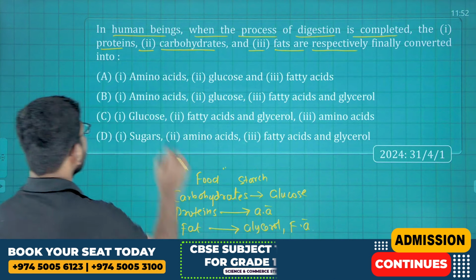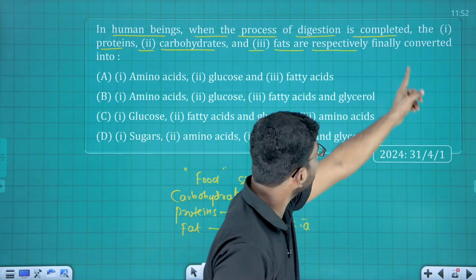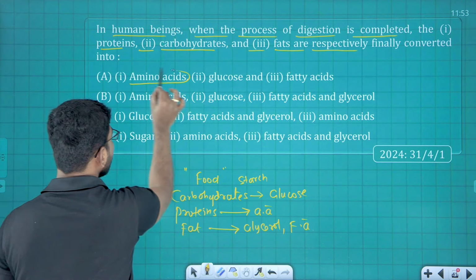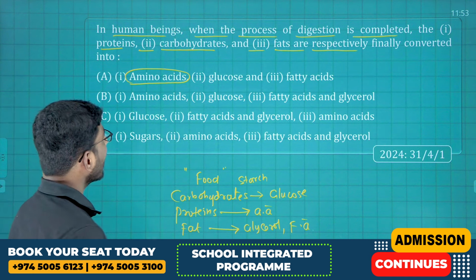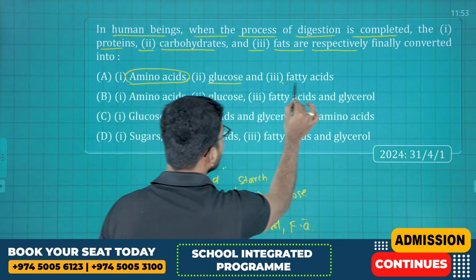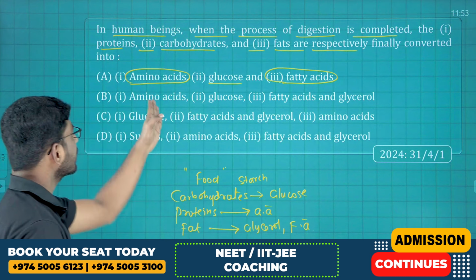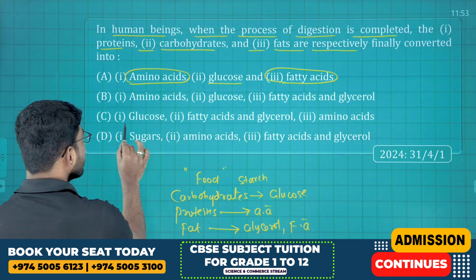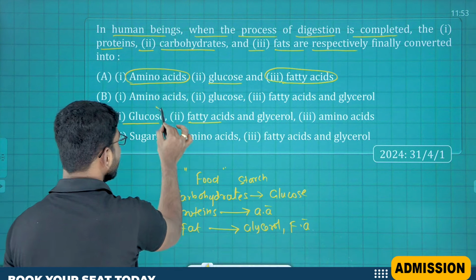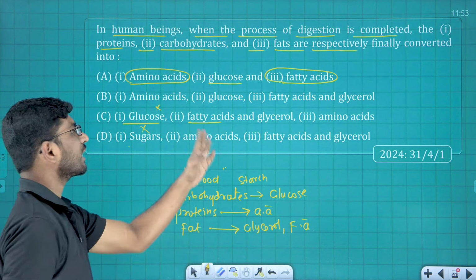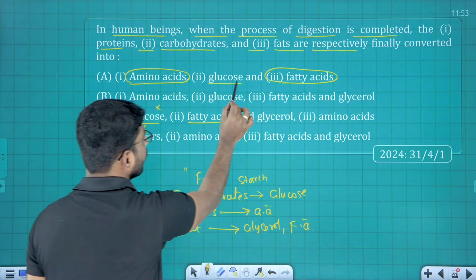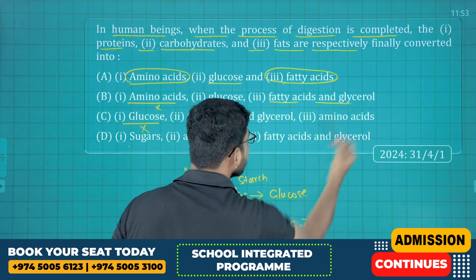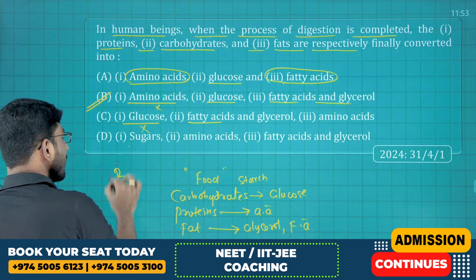Okay, complete. Now look here. In the first option, they mentioned protein, second carbohydrate, and also fat. Proteins into amino acid, right? Carbohydrates into glucose, and fats into what? Tell me, fatty acid. Next, option B: amino acid, glucose, fatty acid and glycerol they mentioned. Next, the first one is glucose, second one fatty acid, no. The first one is sugar, no. So what is the correct answer here? Option A, amino acid, glucose and fatty acid, or amino acid, glucose and fatty acid and glycerol. So we can go with option 3 as the correct answer.